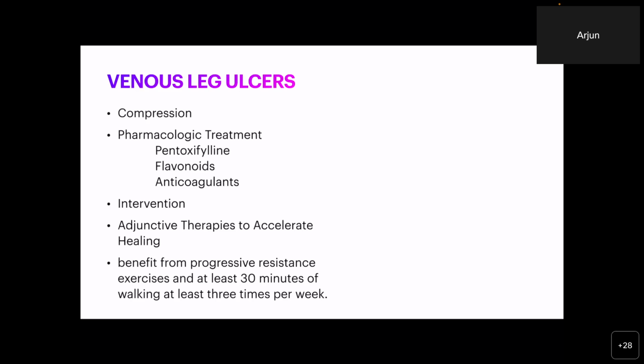Anticoagulants, basically low molecular weight heparin, are not routinely used. These can be considered only in carefully selected recalcitrant ulcers that are not responding to any other treatment.